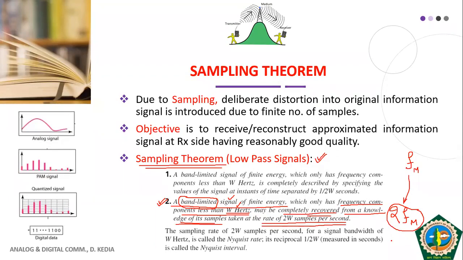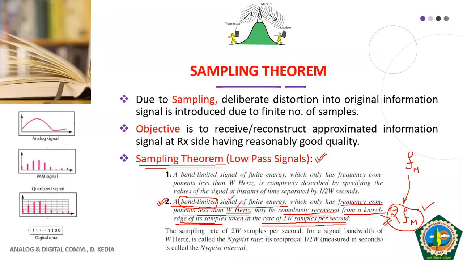Okay, that means twice the highest frequency of that signal. This is the minimum condition: twice FM is the minimum condition. Practically, it must be greater than or equal to twice FM. In no case should it be less than twice FM. I hope you are able to understand this sampling theorem statement.